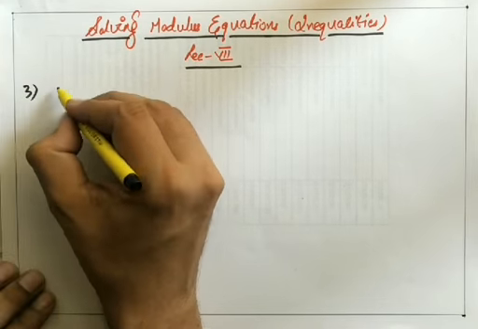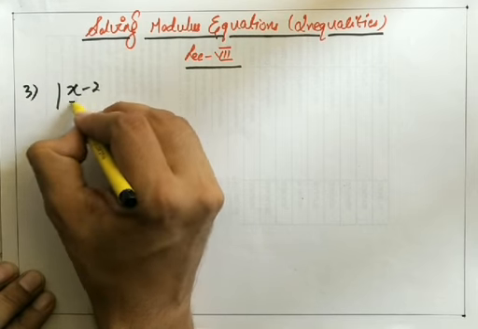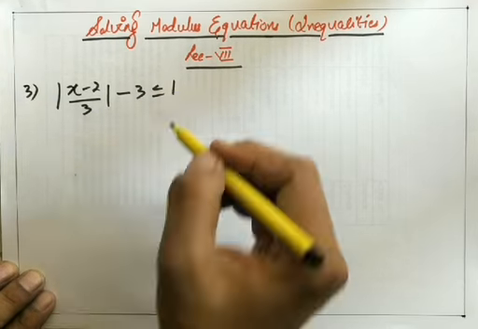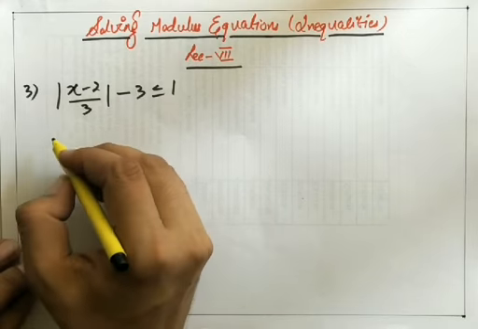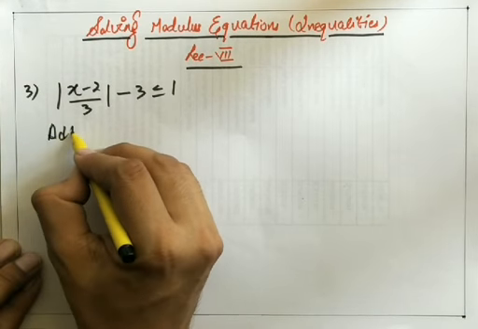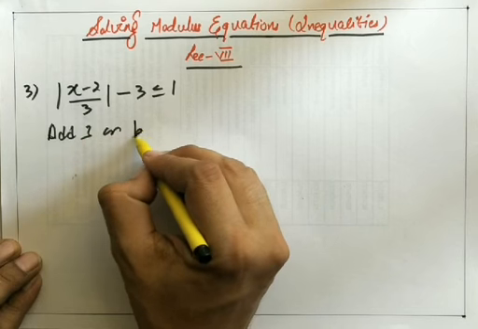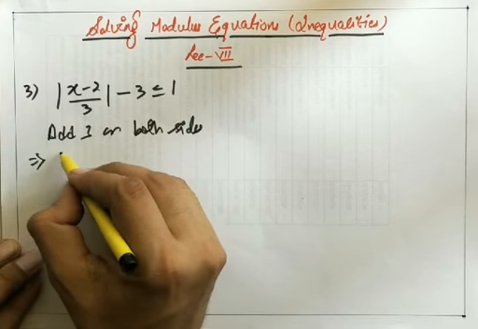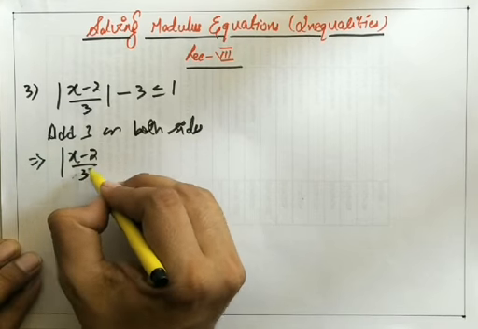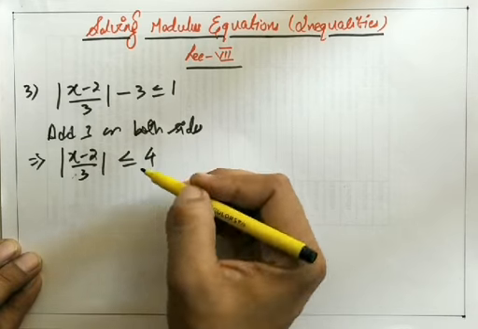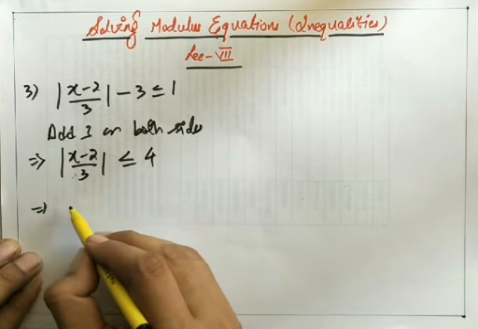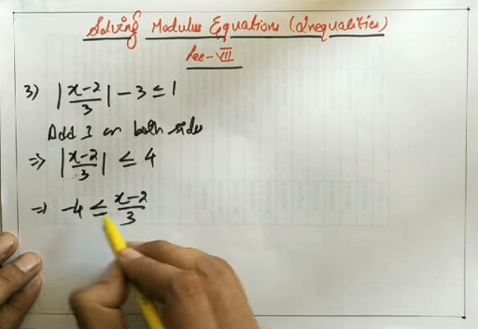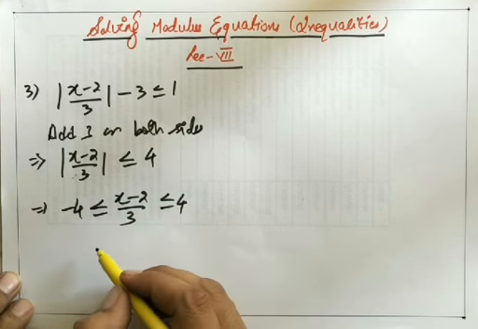It says mod of (x minus 2)/3 minus 3 is less than or equal to 1, and we have to find the interval of x. Let us add 3 on both sides. It will give mod of (x minus 2)/3 is less than or equal to 4. Now this is a very popular result. This gives (x minus 2)/3 should be between minus 4 and 4. Now let us multiply 3 on all the sides.